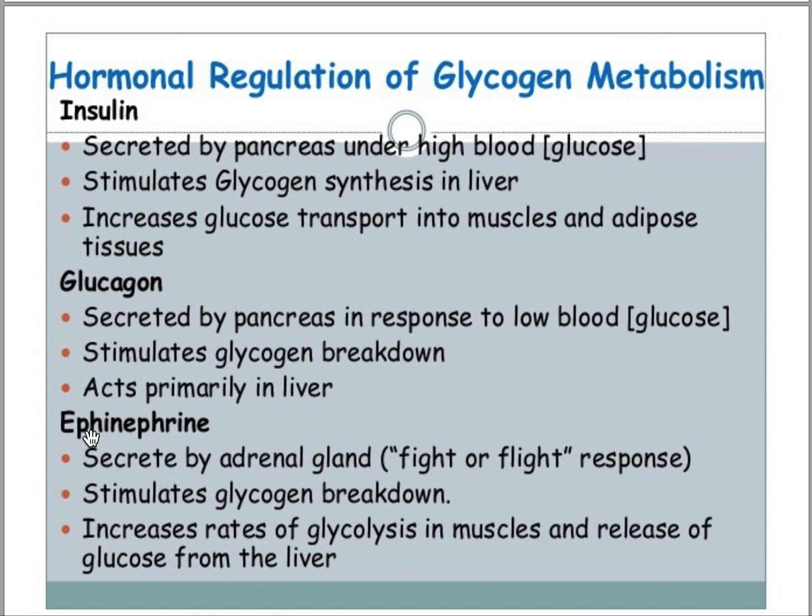Epinephrine is similar to glucagon. It is secreted by the adrenal gland and stimulates glycogen breakdown and increased rate of glycolysis in muscle and release of glucose from liver. So that's all from carbohydrate metabolism today.